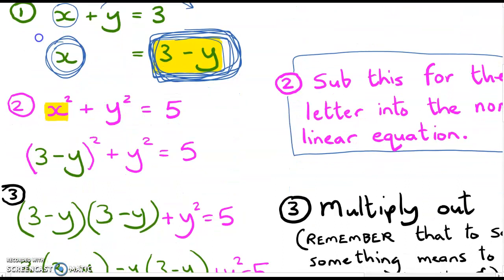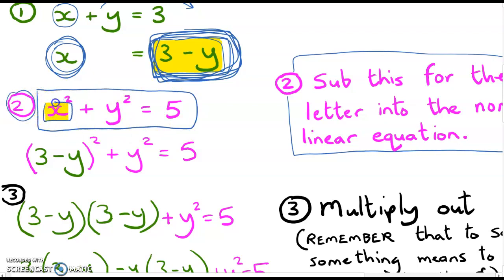So here it is beginning here, step 2. Okay, so this is the nonlinear equation. I've just written it down. I've highlighted the x because this is what I'm going to take out now. And I'm going to put this in instead of it. So you see it gone in there. Instead of saying x squared, I'm now saying 3 minus y squared.